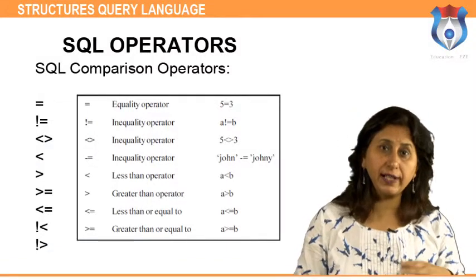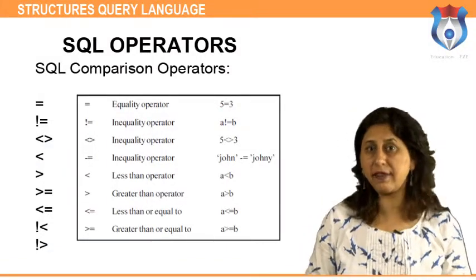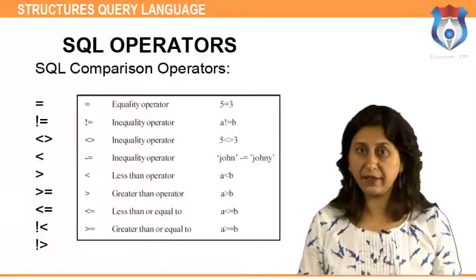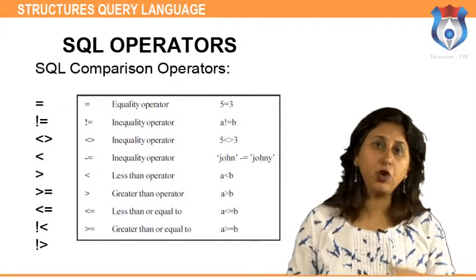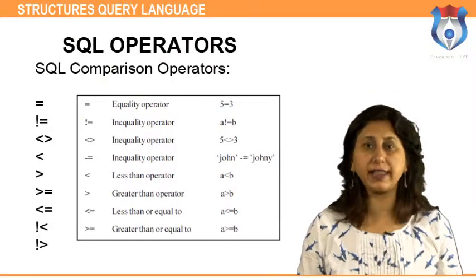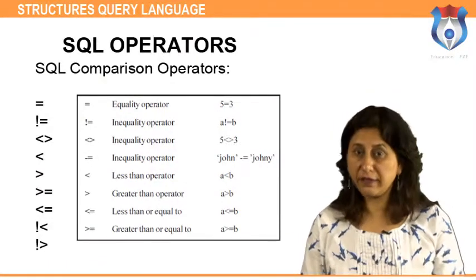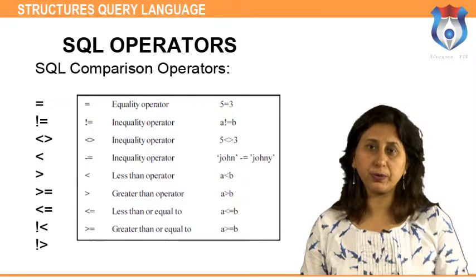Checks if the value of left operand is not less than the value of right operand. If yes, then condition becomes true. Checks if the value of left operand is not greater than the value of right operand. If yes, then condition becomes true.